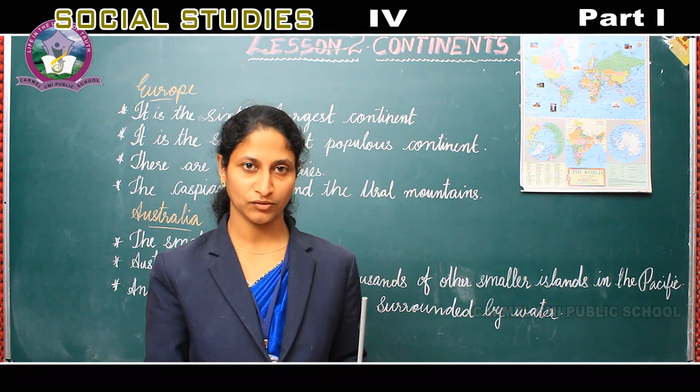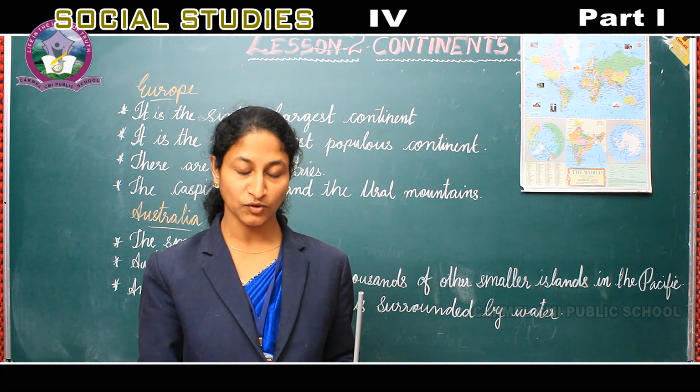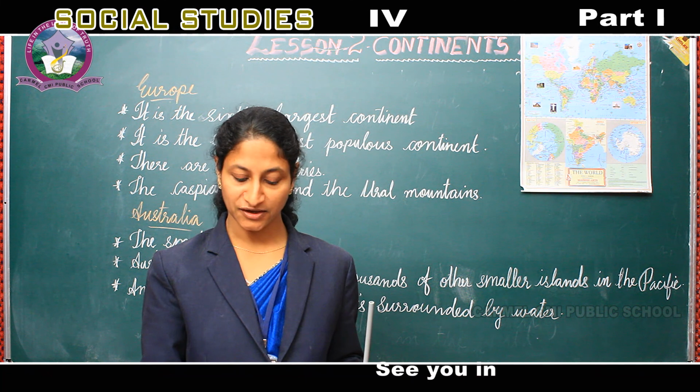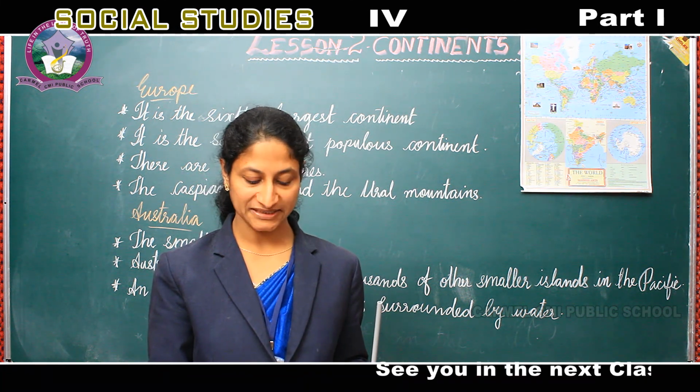Now let's read Australia. Australia is the smallest continent. It is made up of Australia, New Zealand and thousands of smaller islands in the Pacific Ocean.